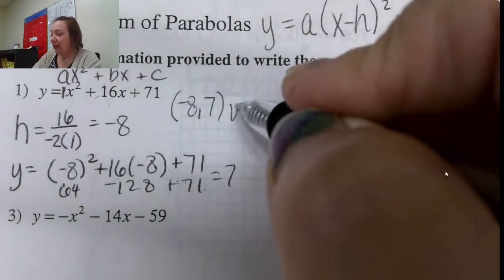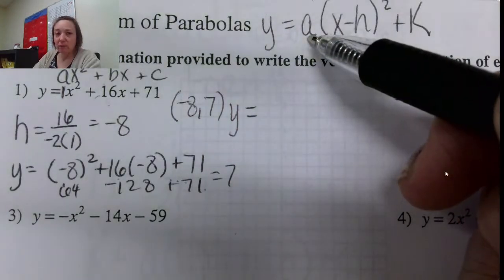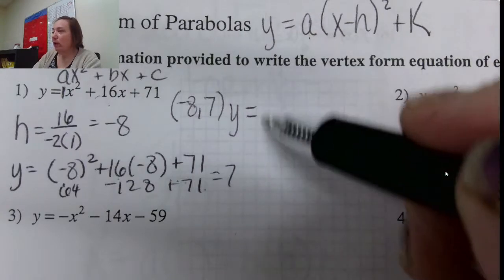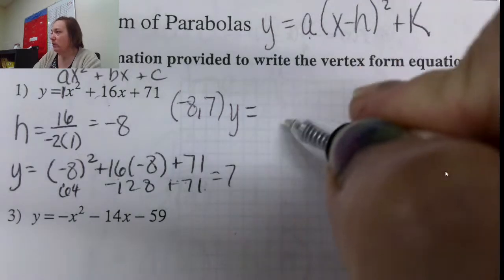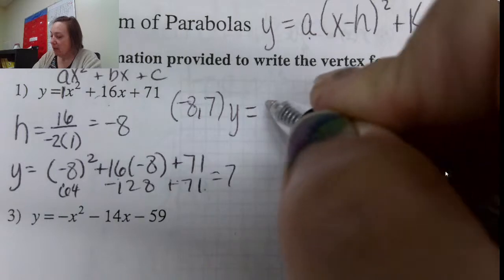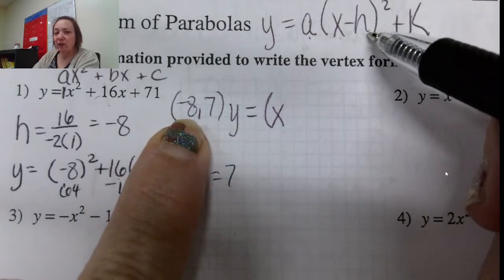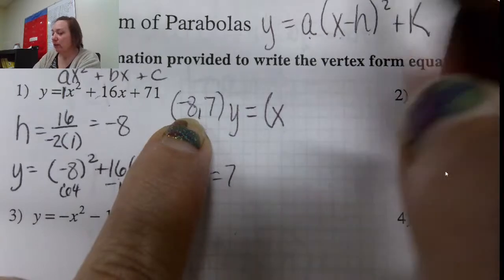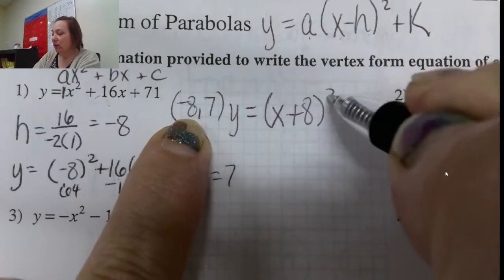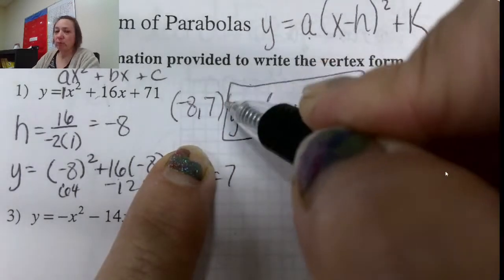So y equals, we're going to put it in vertex form now, right? Now what was our a value? 1. Since it's 1, we don't have to put it. It's okay if we do. You're just not going to ever see where someone else put the 1 in there. So then x, now it's minus h, but h is a negative. So how do we write that? Do we put minus negative 8? We put plus 8 squared and then plus 7. And that is vertex form.